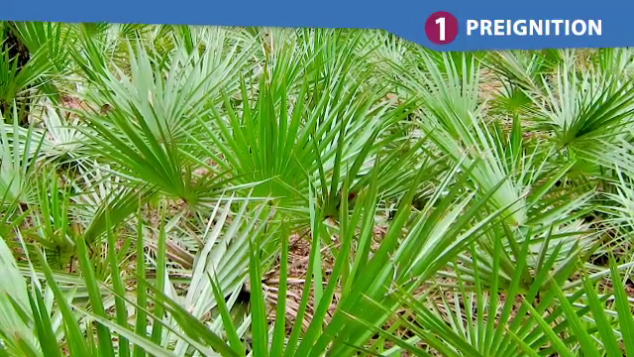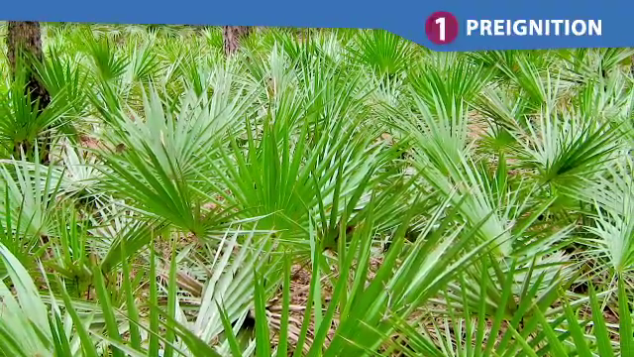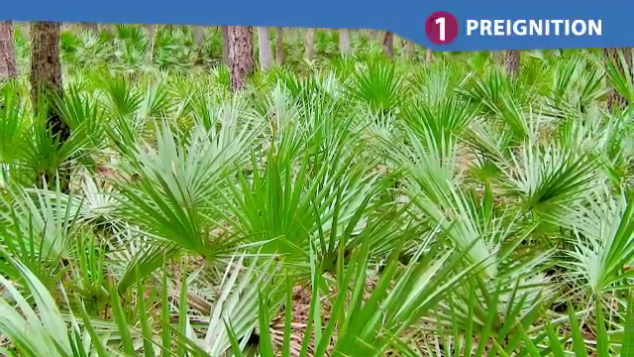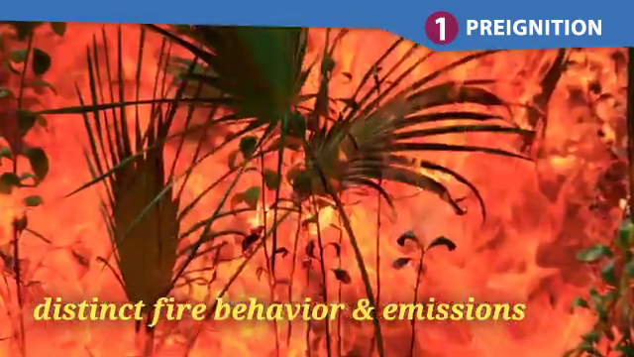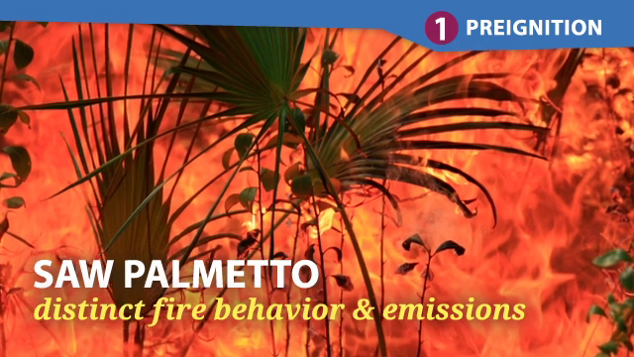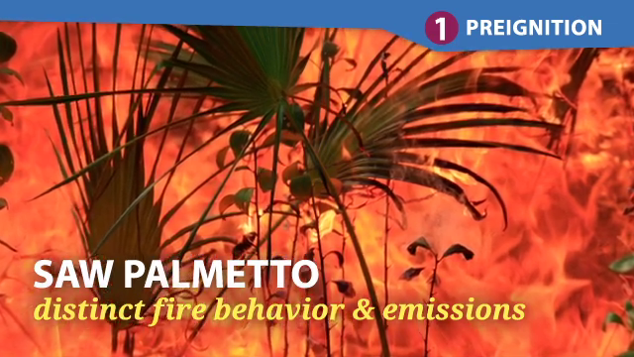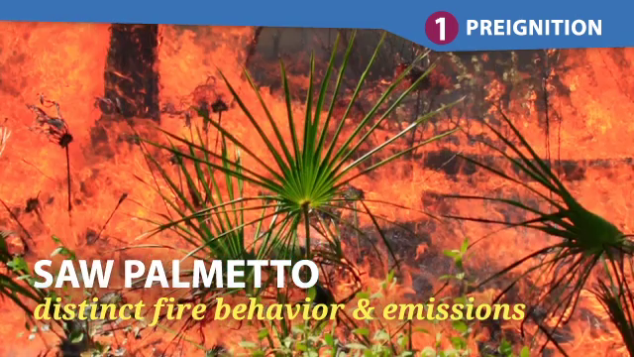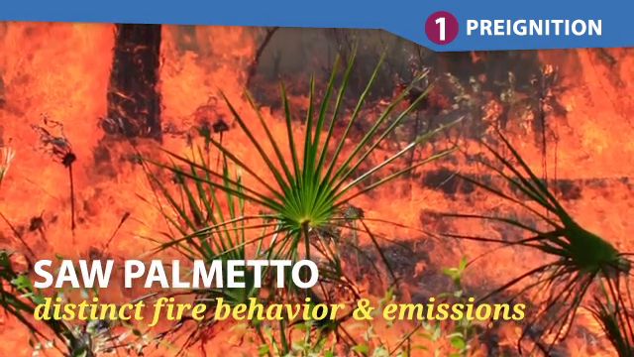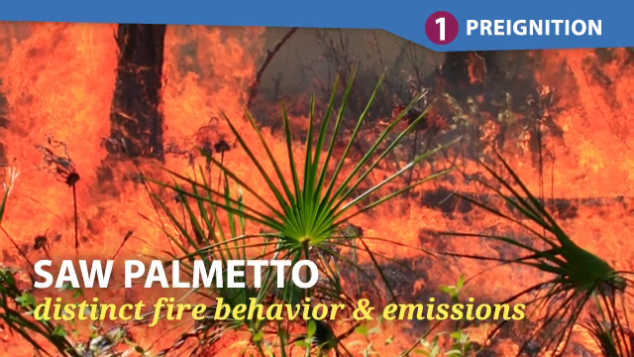Different plants have different chemical components that break down in different ways at different speeds. This can lead to distinct fire behavior and emissions. Here you're looking at saw palmetto burning. The oils and waxes in this highly flammable plant start to be released by the pilot heat, creating a gas cloud. This is why palmetto can ignite even at very high fuel moisture contents.